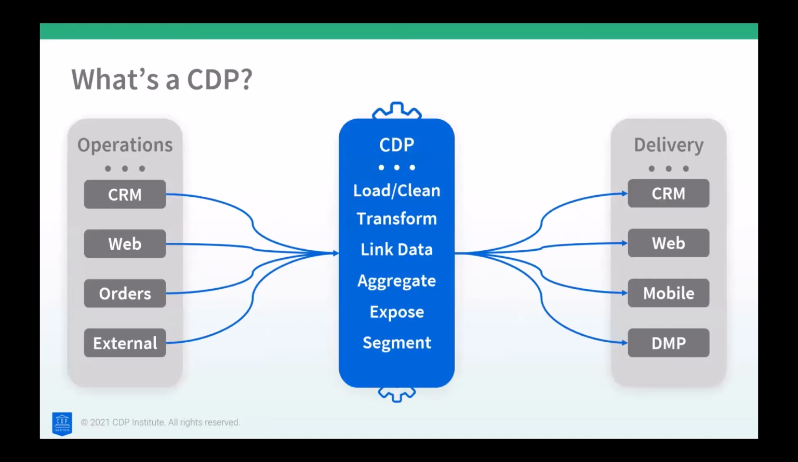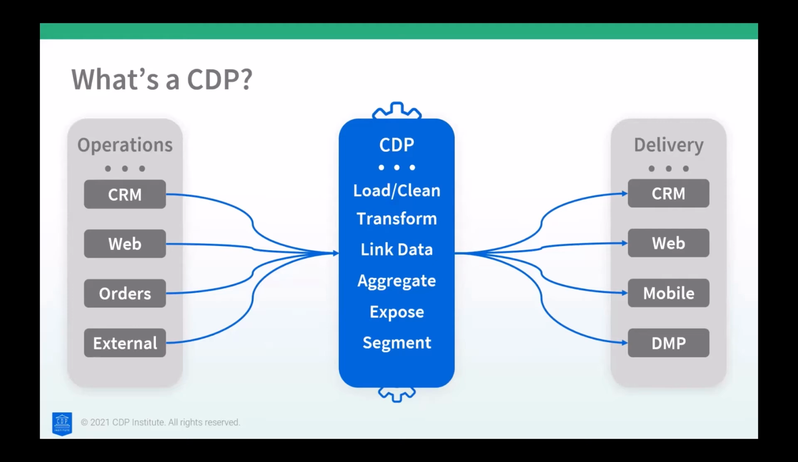Okay, so if you want to look at more of a picture, if you're more of a visual thinker, the CDP sits in the middle between all of your data sources, all your operational systems like your CRM and your web and your order processing and even external data sources. And it takes that data in and it loads it and cleans it and transforms it and links it up and aggregates it and exposes it and segments it. So it does all kinds of good things. And then it shares it back out with your delivery systems, again, things like your CRM and your web. So the CDP kind of sits in the middle of it. We call that a spider diagram because it kind of has legs on both sides, if you have a strong imagination.